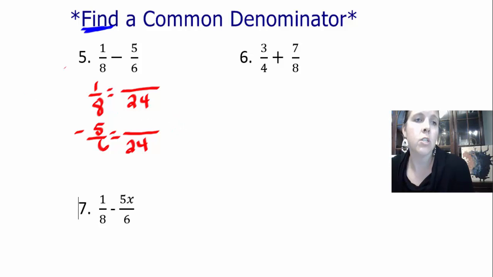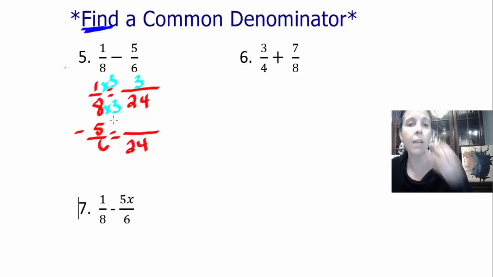Okay, so when you do this, remember to find a common denominator, we do 8 times what gives me 24? Well, 8 times 3, so then you do the 1 times 3, the numerator, so it's going to be 3/24. So remember back a few sections, 1/8 is the same as 3/24. They're equivalent fractions. You're just making equivalent fractions that make it easy to subtract. So 6 times 4 is 24, 5 times 4 is 20.